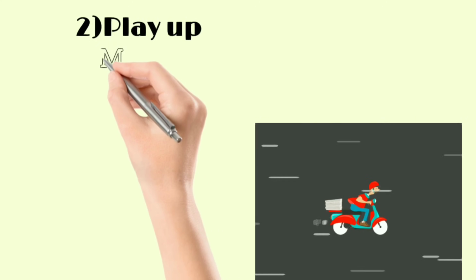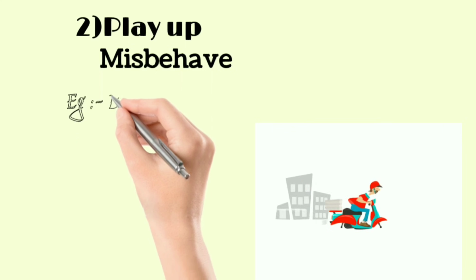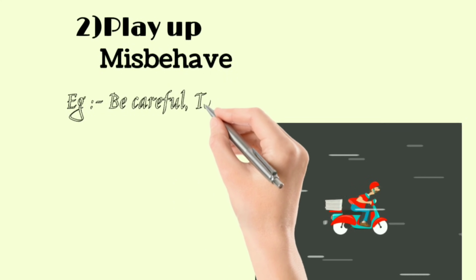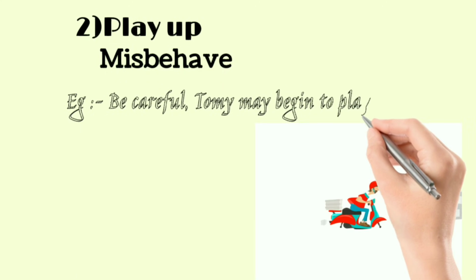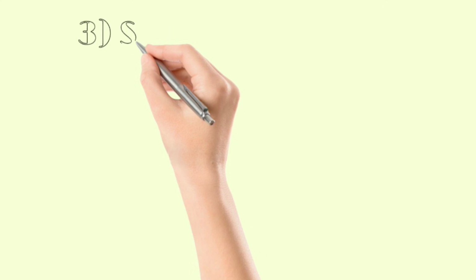Then second one, play up. As I told you, a phrasal verb is the combination of verb and preposition, right? So if we know the meaning of both, we won't know about the phrasal verb. Here its meaning is misbehave. We can use play up instead of misbehave. For example, be careful, Tommy may begin to play up. Tommy may begin to misbehave.